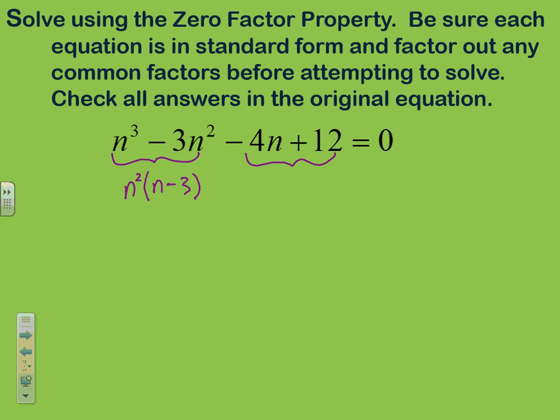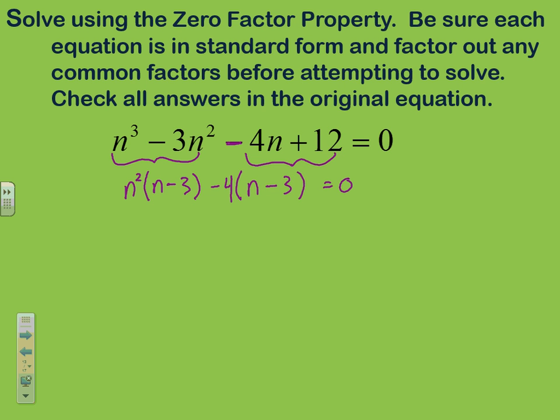Now here in this second group, what they have in common happens to be a 4. If you notice, this is a negative sign, so I'm going to factor out a negative 4. If I factor out negative 4 from the negative 4n, I'll be left with just n. Now this is where we have to pay a little bit of attention. Because I factor out a negative 4, what would I have to multiply it to in order to get a positive 12? Well, I'd have to multiply it to a negative number, in this case, a negative 3.